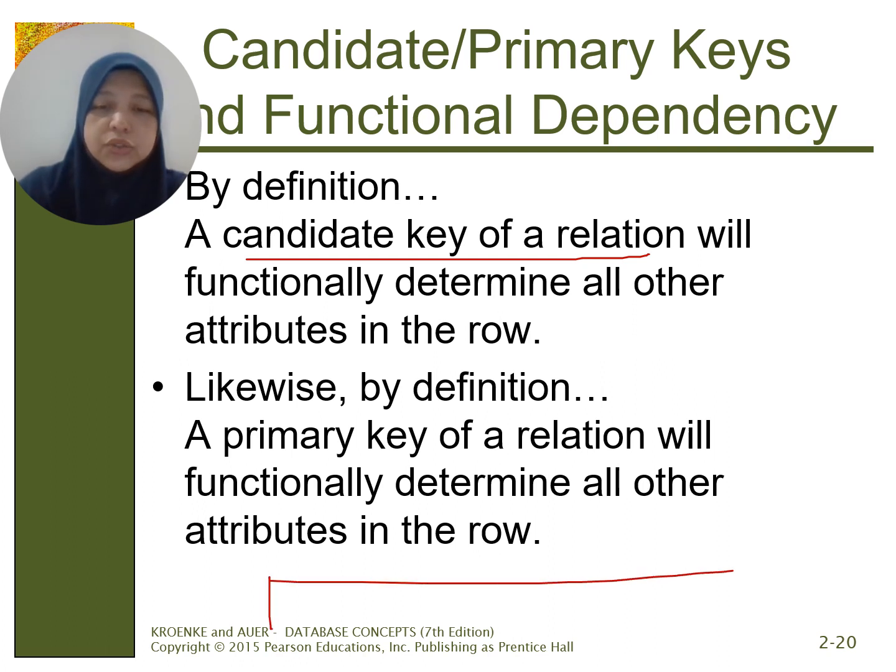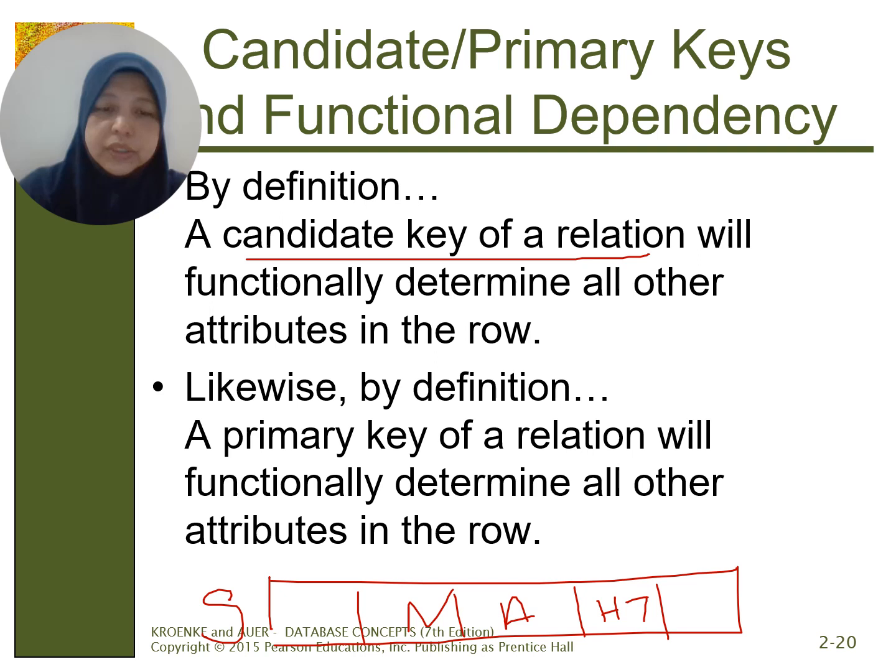Like I said just now, the table named student has a few attributes: name, age, hometown. These are all normal attributes. ID is the key attribute. A primary key of a relation will functionally determine all other attributes. So by having ID, we can know the student's name, the age of the student, and the hometown of the student.